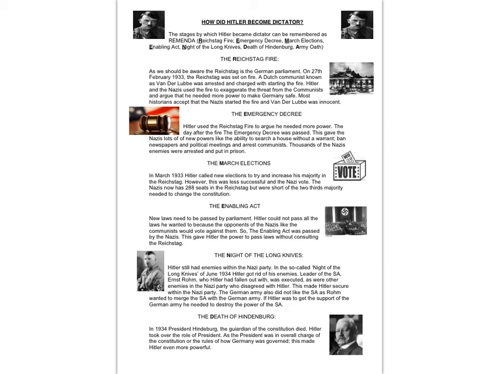How did Hitler become dictator? The stages by which Hitler became dictator can be remembered as REMENDA. This is a mnemonic. R for Reichstag fire, E for emergency decree, M for March elections, E for the Enabling Act, N for the Night of the Long Knives, D for the Death of Hindenburg, and A for the Army Oath of Allegiance.